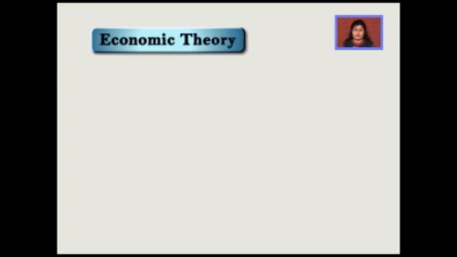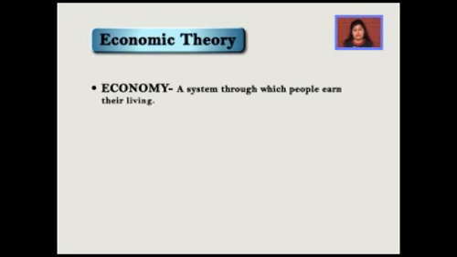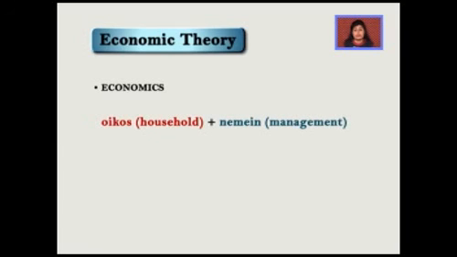First of all, let's start with the meaning of the term economy. An economy is a system through which people earn their living. Yes, it covers every aspect of the economy, like production, distribution, and trade. Now, the study of an economy is called economics. This word economics has its origin from two terms, namely oikos and nemin, which are of Greek origin. While oikos means household, nemin means management.